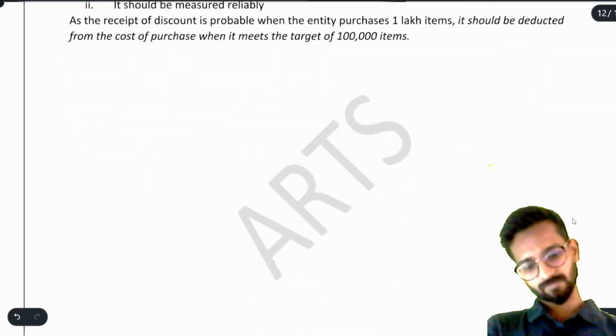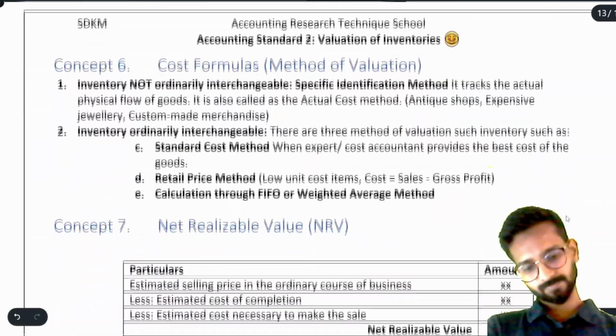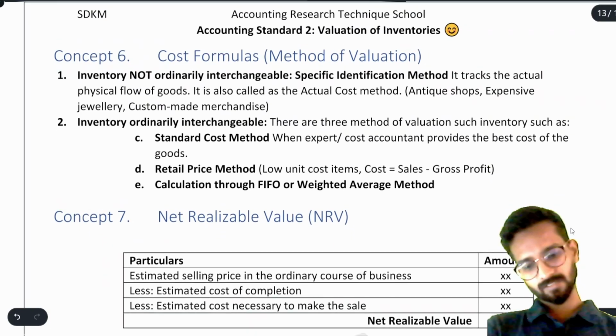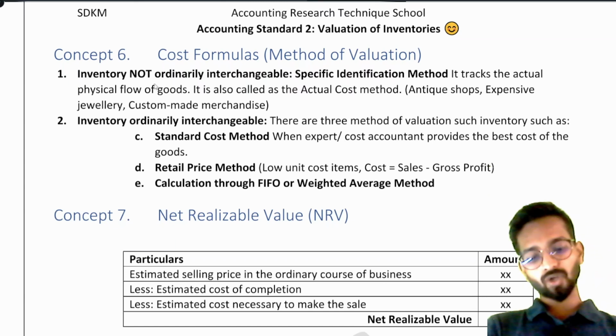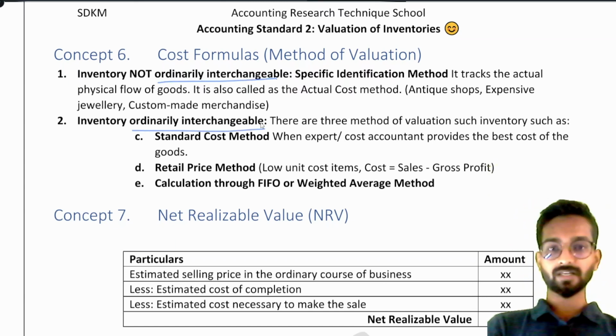After this we have concept number 6. See now these are just revising, because the questions we have solved already include all this. Check. Cost formula: inventory not ordinarily interchangeable and inventory ordinarily interchangeable. Now understand what does this mean.